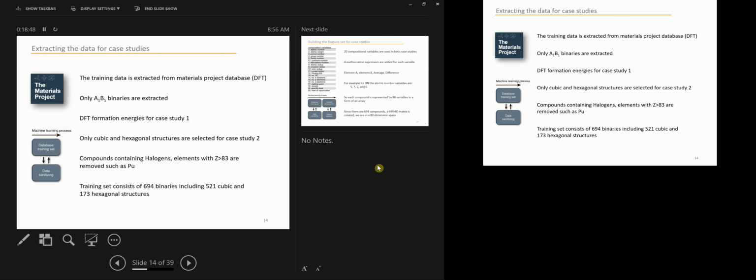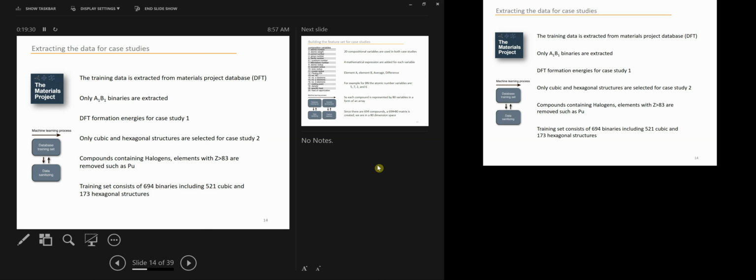So let me walk you through the complete steps that one would need to do for machine learning in materials science. Of course, the first step is to gather training data. And here, I use Materials Project data and extract all of my data from here. I only limited my extraction to one-to-one stoichiometric ratios of binary A-B compounds. For the first case study, which is the prediction of the formation energies, I extracted data from DFT calculations of Materials Project. And for the second one, I've only limited the compounds to either cubic or hexagonal crystal structures.